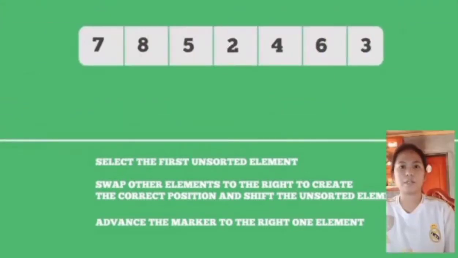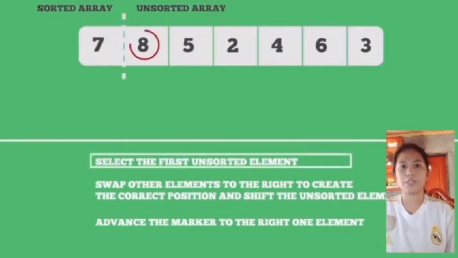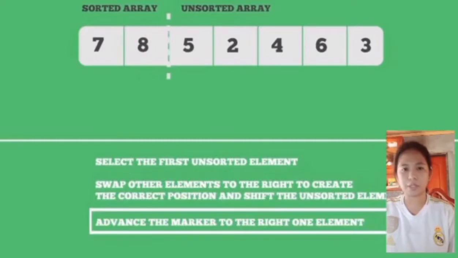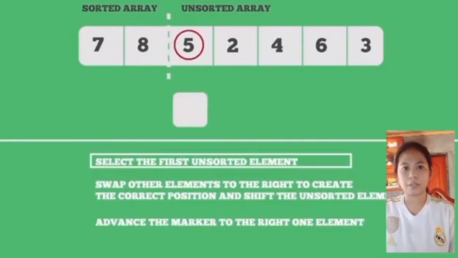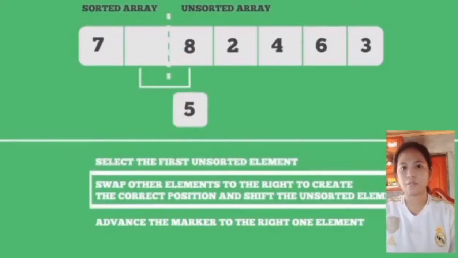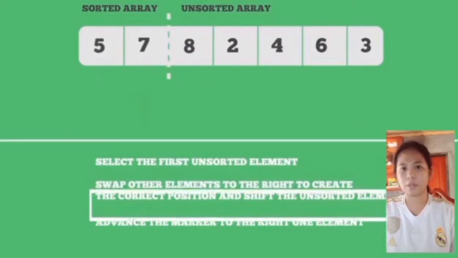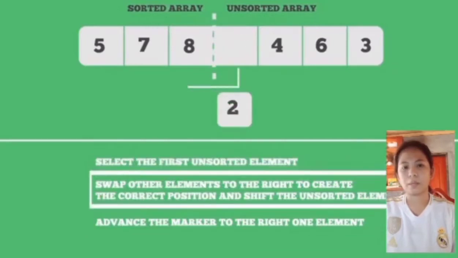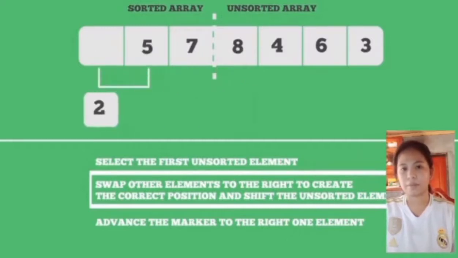Select the first unsorted element or the highest number in the selection list, which is the number 8. Then, swap the other element to the right, which is the number 5, to create the correct position, and shift the unsorted element. And then, advance the marker to the right one element, which is the number 2. And then, repeat the first step up to the last to make a sorted array.